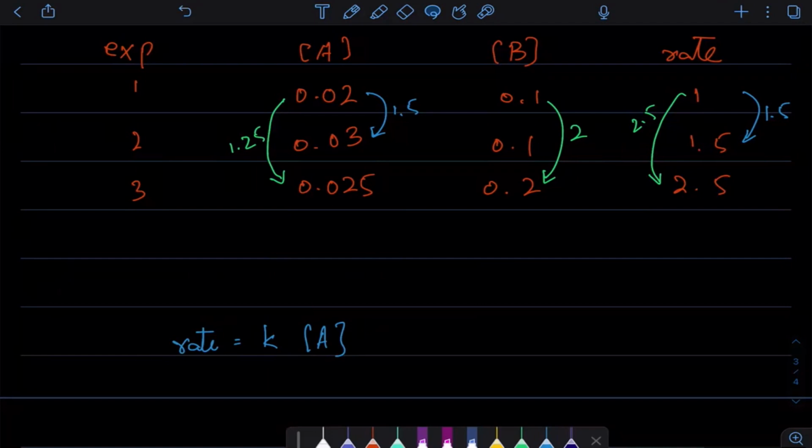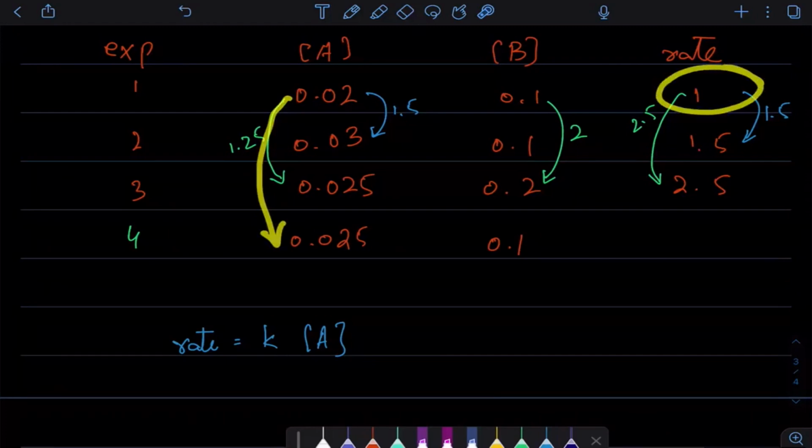So think about it like this. Let me introduce a fourth completely made up experiment, based on the data that I have. मैं इसमें इसको 0.025 ही रखूंगा. So from first to fourth ये मैंने इतना ही रखा है और इसको भी मैंने control variable रखा है. What do you expect the rate to be? If this went to this, the rate was 1. This has not changed.